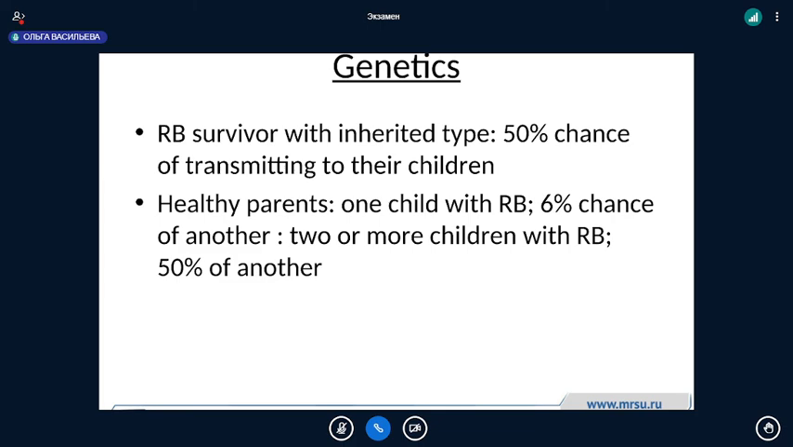As for genetics, patients with the inherited type of retinoblastoma have a 50% chance of transmitting it to their children. If parents are healthy and have one child with retinoblastoma, they have a 6% chance of another. If there are two or more children with retinoblastoma in healthy parents, they have a 50% chance of another child with retinoblastoma.